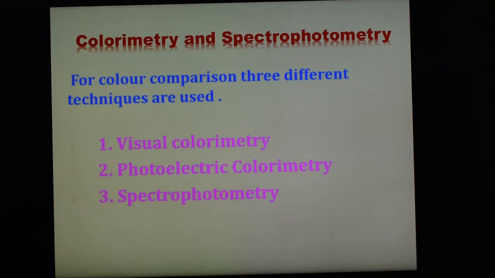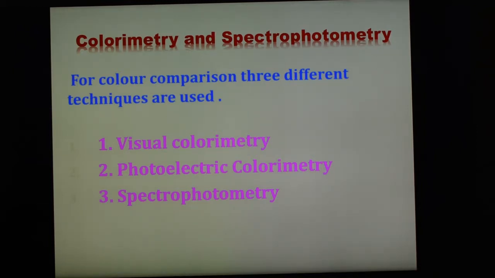For color comparison, there are three different methods shown in the slide. One is visual colorimetry, second is photoelectric colorimetry, and third is spectrophotometry. So these are the different techniques for the comparison of color.